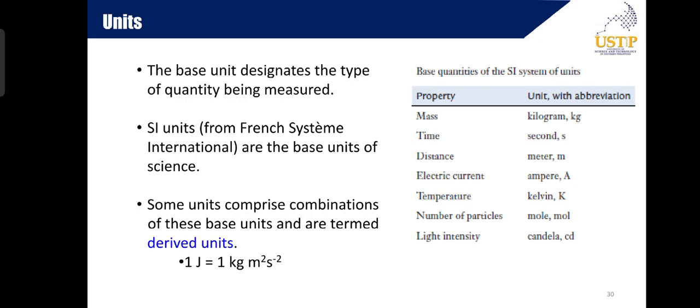So some units comprise combinations of these base units and are termed derived units. For example, derived units are a combination of two terms. When you say 1 kilogram meter squared over second squared, this is so-called 1 joule. So this joule is now called a derived unit, a combination of kilogram, meter, and seconds. We do encounter a lot of this in thermodynamics and mostly in physics.